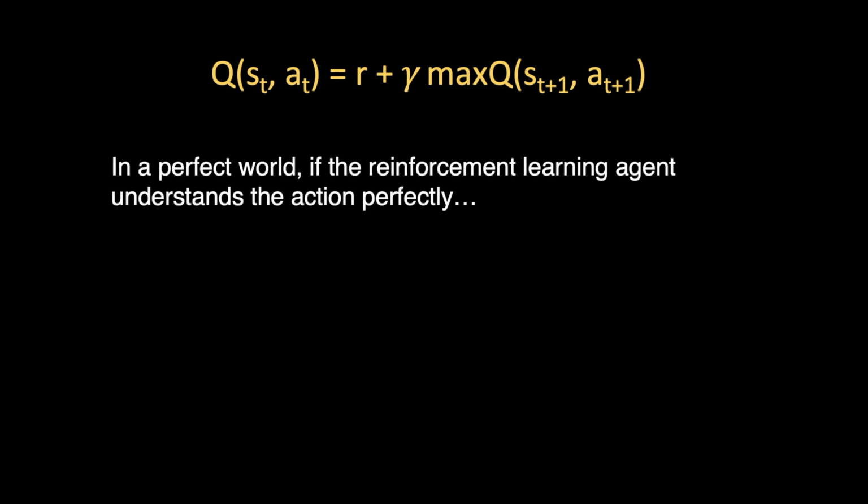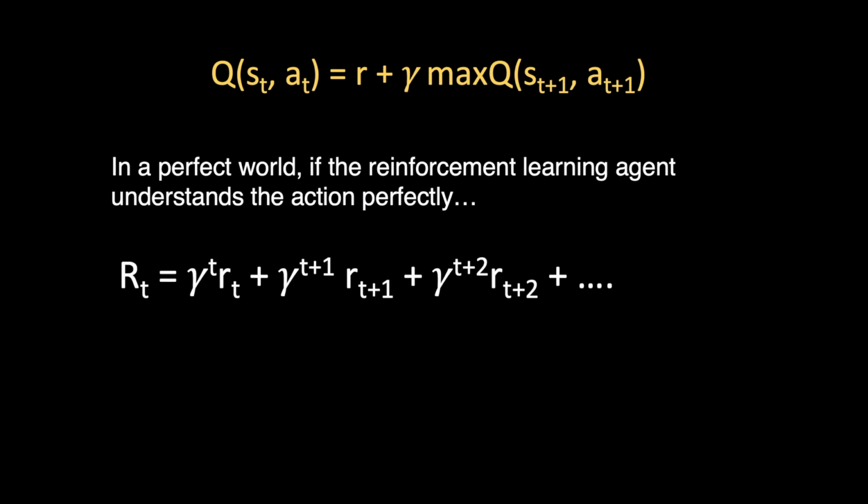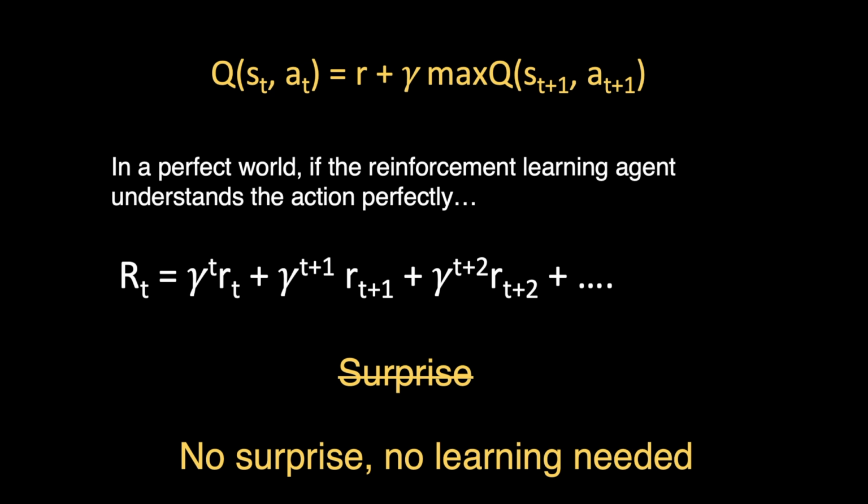So overall, this equation conveys the idea that in a perfect world, if the reinforcement learning agent understands the action perfectly, meaning that it can predict all the rewards that will be gained because of an action, then there is no surprise. Because if you know exactly what's going to happen, you wouldn't be surprised. And the agent wouldn't need to learn because it already has perfect knowledge.